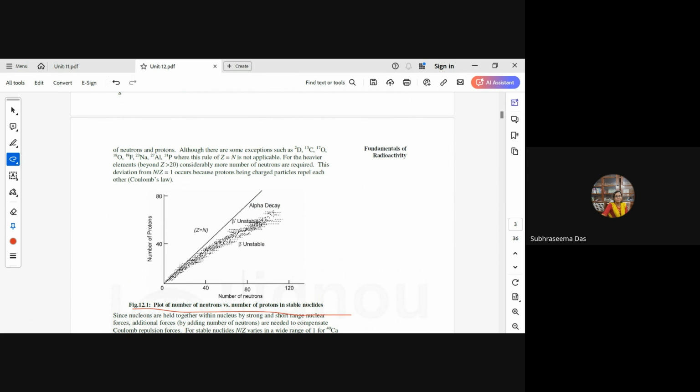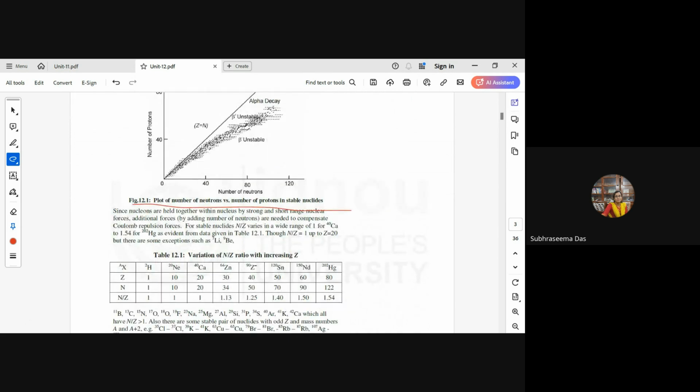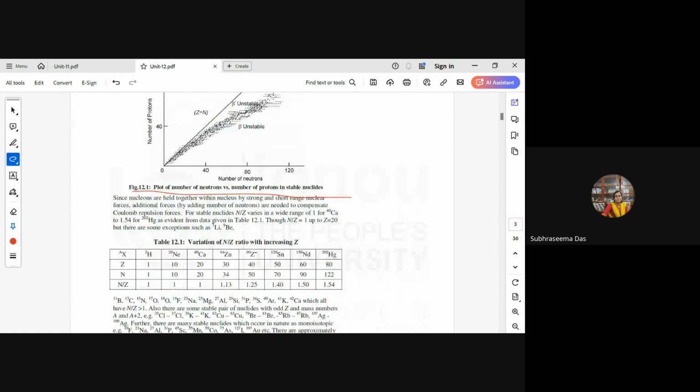However, for heavier elements for which Z is greater than 20, more neutrons are required. This deviation from N/Z equal to 1 occurs because the protons, being charged particles, repel each other, in accordance with Coulomb's law. Since the nucleons, the particles within the nucleus, are held together by very strong and short-ranged nuclear forces, some additional forces are needed to compensate for the Coulombic repulsion that arises due to the protons repelling each other.